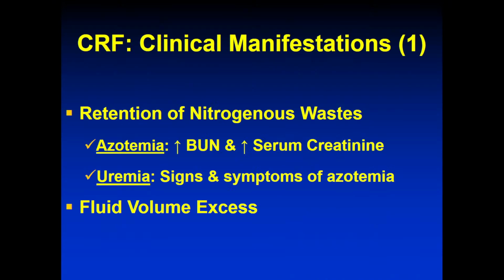Clinical manifestations. Retention of nitrogenous wastes leads to increased blood urea nitrogen and serum creatinine, and uremia with the signs and symptoms of azotemia. And you can see the fluid volume excess.